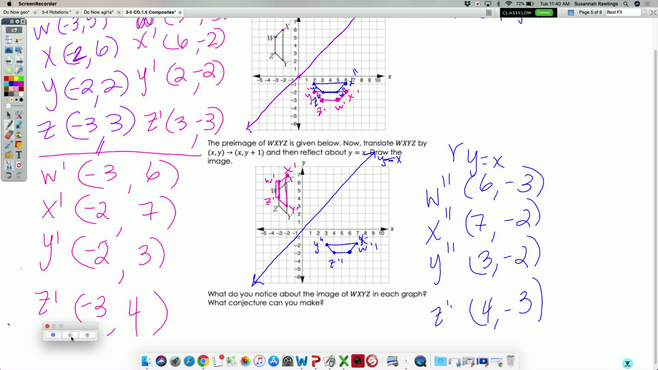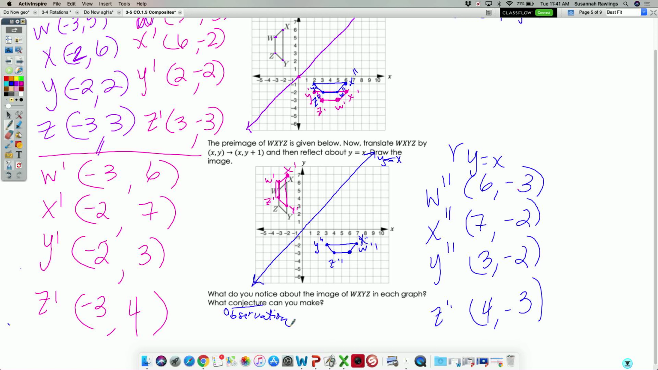The last question says, what do you notice about the image of W, X, Y, Z, so our double primes? What do you notice about those in each graph? So again, we said the only thing that changed there was the order that we did the transformations. So let's just test that theory. It says, what conjecture can you make? That's just a fancy word for observation. So let's decide if that order mattered. Did we end up in the same spot? So let's pick one letter. Which letter do you guys want to pick?